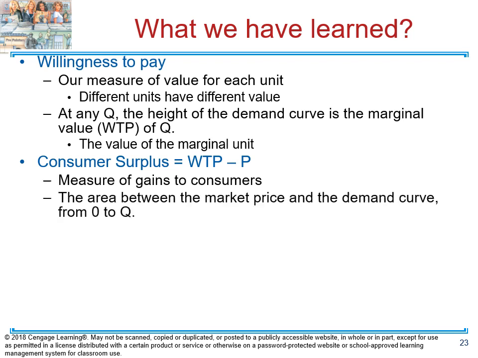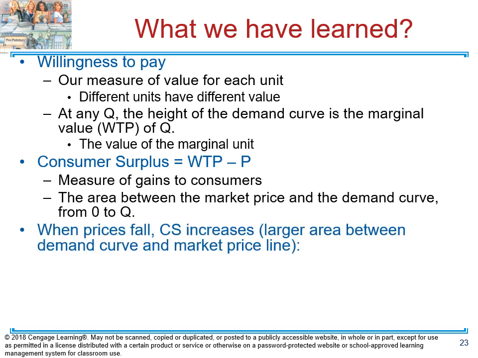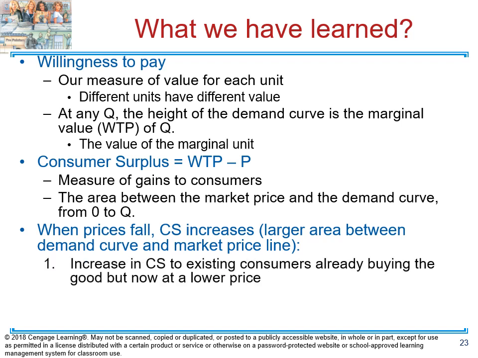And we can measure this geometrically as the area between the market price and the demand curve from 0 to the quantity of output at the relevant price level. We saw that when prices fall, consumer surplus increases, and that's shown as a larger area between the demand curve and the market price line.